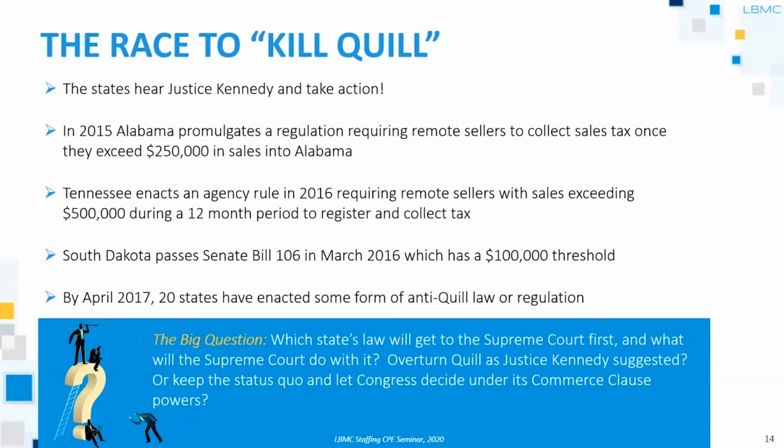They were looking for a way to get back into court. Tennessee was actually an early actor on this. We had an agency rule in 2016. We chose 500,000 as a state. If you meet 500,000 during the prior 12 months, then you need to register and collect tax. Again, blatantly goes against Quill, but the states didn't care.